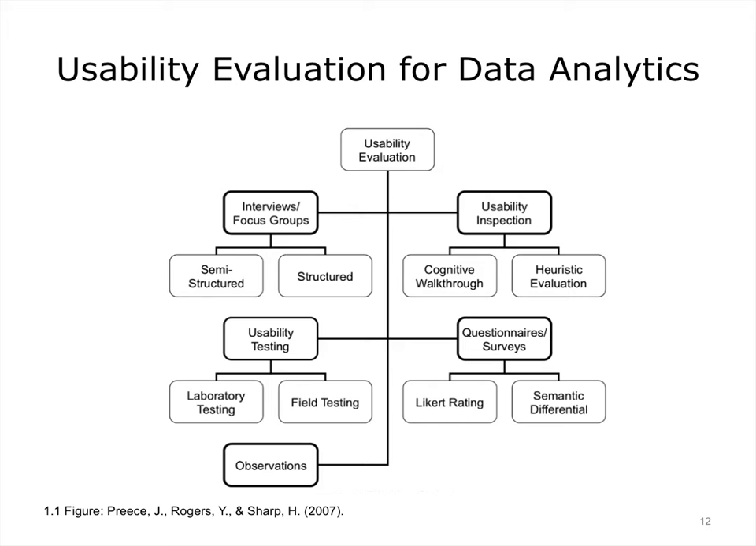Usability inspection involves a cognitive walkthrough and heuristic evaluation. We'll talk a little bit more about that. The usability testing involves laboratory testing or field testing. And questionnaires and surveys generally use a Likert scale or some other type of ranking scale to elicit opinions about the item that we are assessing. And as we said previously, the observations are just what we observe with someone when they are trying to use a system.